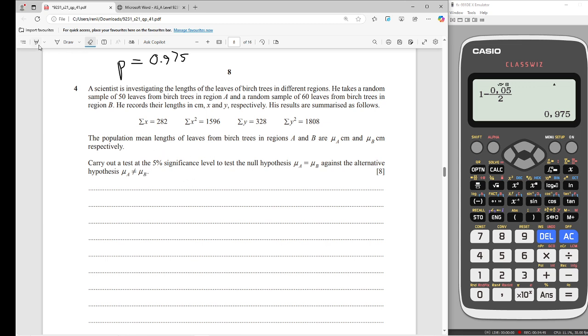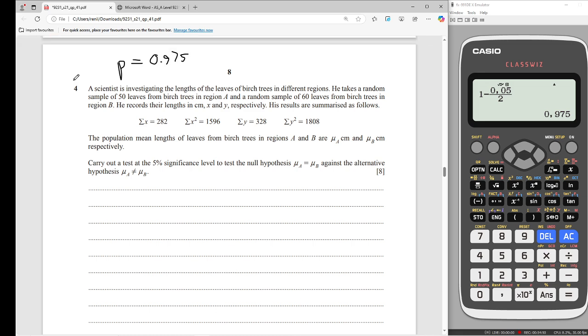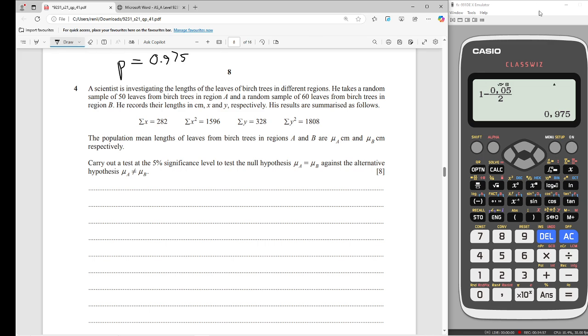Moving on. Whenever we're doing testing, the basic steps are to find the test statistic and the critical value. For the test statistic, we need to find the formula. First of all, the test statistic can be represented with the letters Z or T. So how do we know if it's Z or T? That's where we look at the sample size. Let's state the sample size of each of these. Number of x terms equals 50, number of x meaning region A. And number of y terms, which is from region B, equals 60.